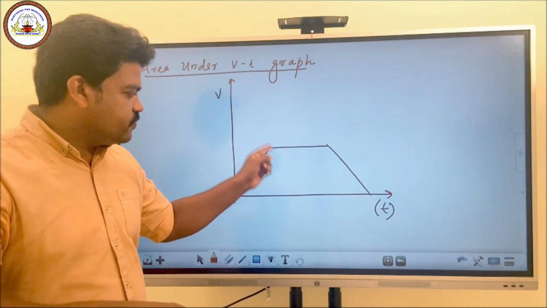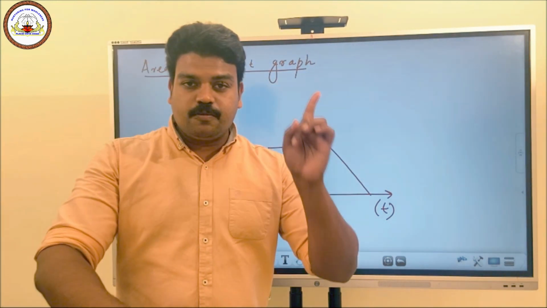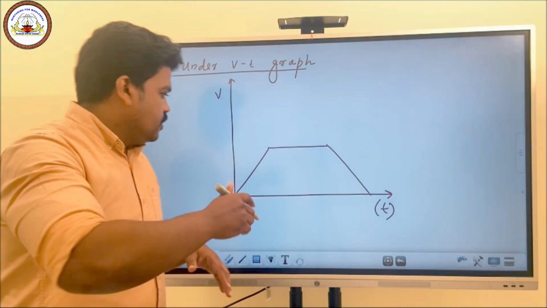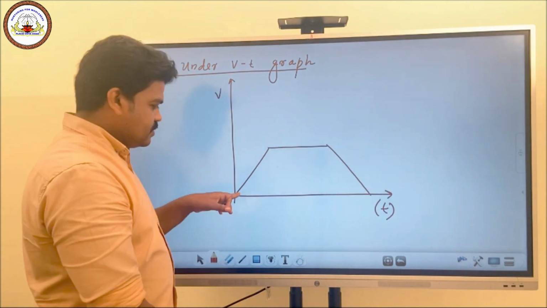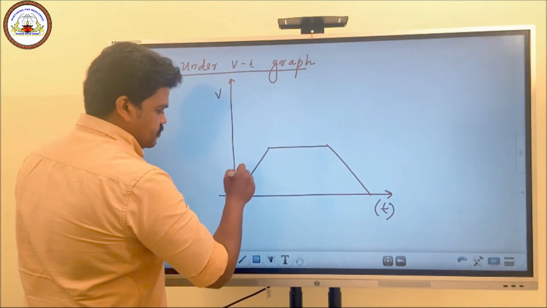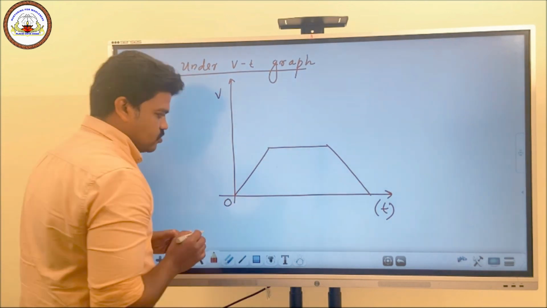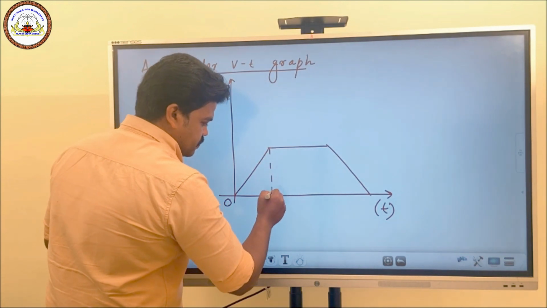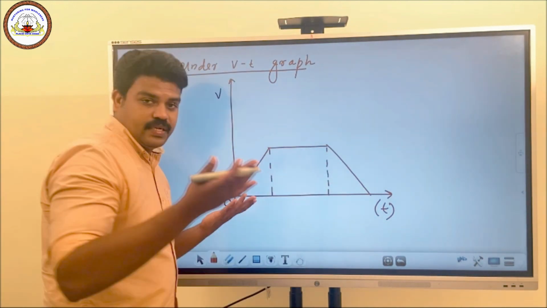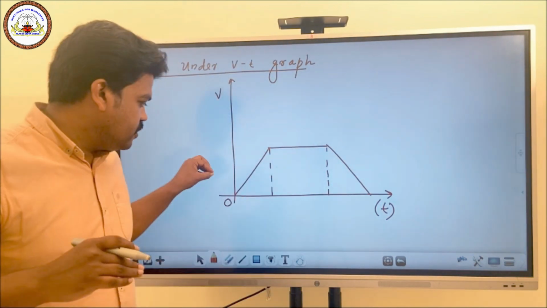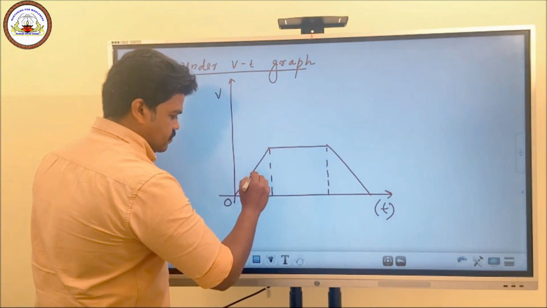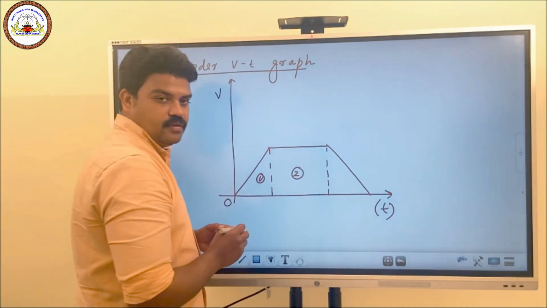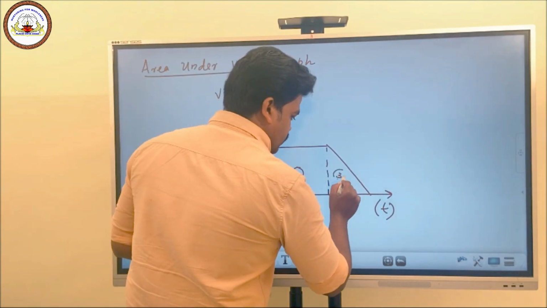Another purpose of this graph is that we can find out the displacement by taking the area enclosed or area under the graph. Area under the graph means we can see three different parts here. This point can be taken as O, the origin of this coordinate system. Different methods are there to find out the area. One method is explained here. We can construct a triangle one, another one a rectangle, and this is the third one, another right angle triangle.